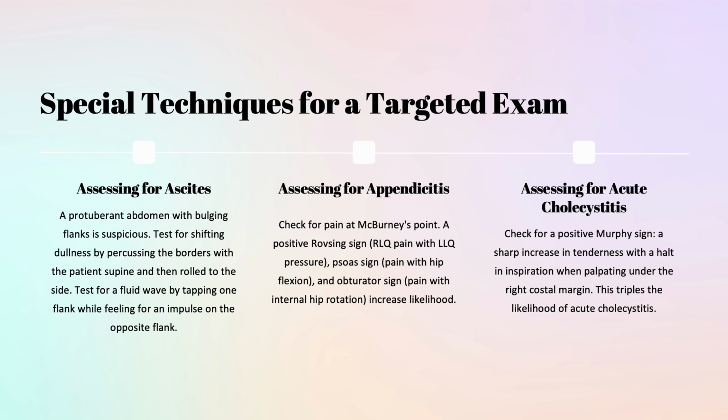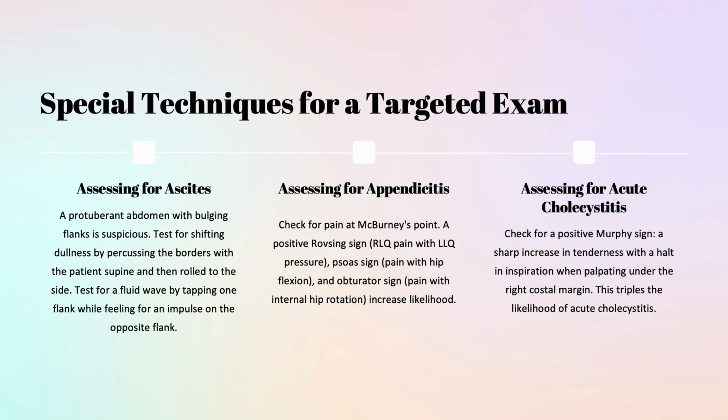The psoas sign, on the other hand, is pain with hip flexion, while the obturator sign is pain with internal hip rotation. Now all of these signs could increase the likelihood of appendicitis. And lastly, we have acute cholecystitis. Acute cholecystitis is simply inflammation of the gallbladder. You need to check for the Murphy sign. Murphy sign is a sharp increase in tenderness with a halt in inspiration when palpating under the right costal margin.